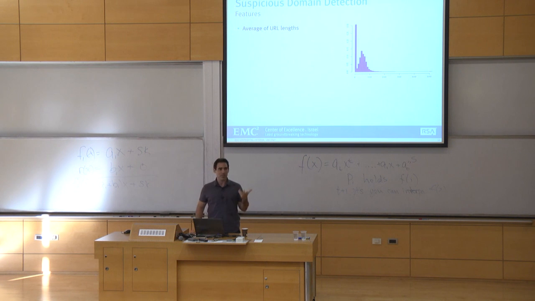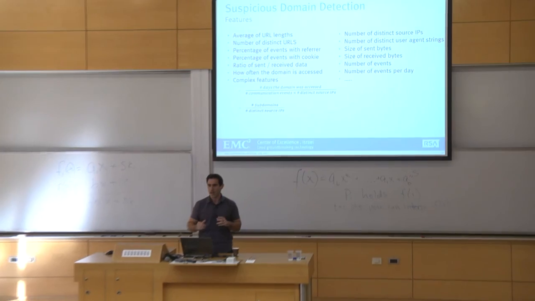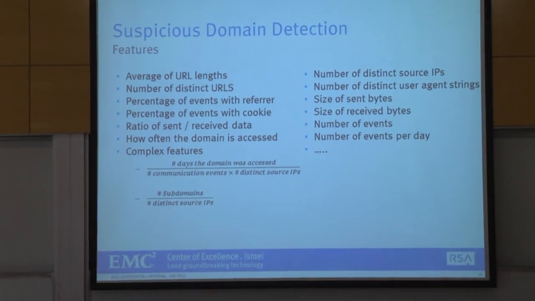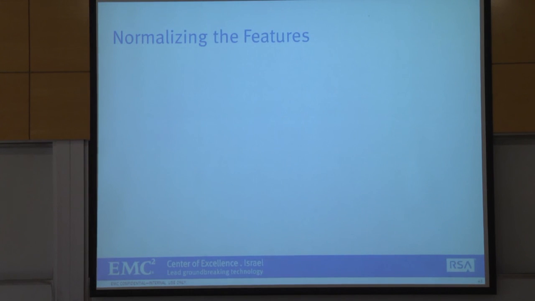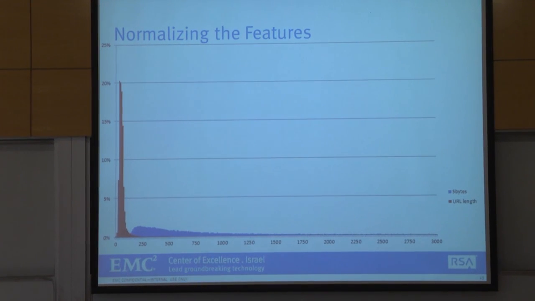We want to analyze the behavior of the domain and try to decide if it's malicious or not. So we extract a lot of features, starting with something like the average URL length and number of distinct URLs. I'm not really going to go over all these features, but they describe the behavior of the domain, and we hope they can distinguish between benign domains and malicious domains.